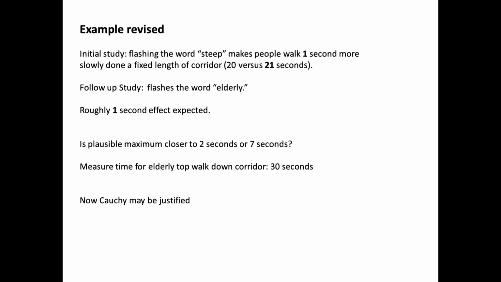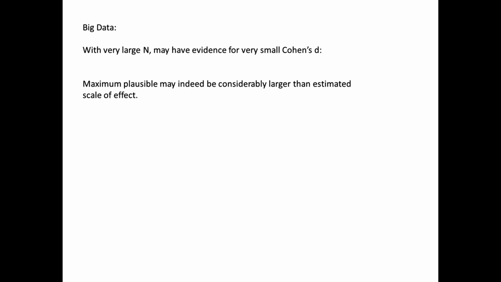You might wonder if that really is a plausible maximum, because as I said, it's very hard to get a Cohen's d more than 1 in most cases. Not always, of course. In a learning experiment, you can pump up your Cohen's d as much as you want. Now with big data, with very large n, you may get evidence for a very small Cohen's d. I know this is meant to be about big data, which isn't something I've thought a terrible lot about, so my examples haven't been very big data-ish. But when I think about it, the maximum plausible may indeed be considerably larger than the estimated scale of effect when you're dealing with tons of data, right? So Cauchy may well be more important than I've personally found, because I'm just a humble cognitive psychologist who runs 30, 40 subjects.